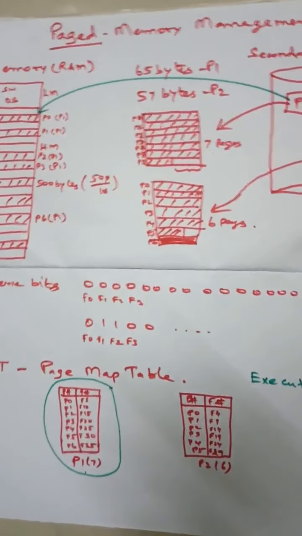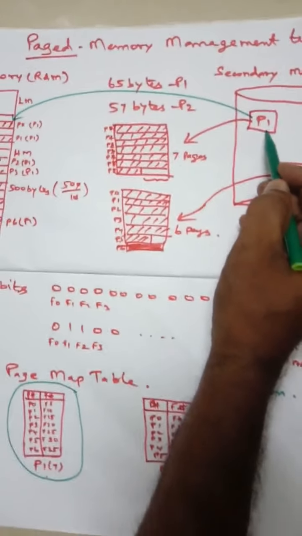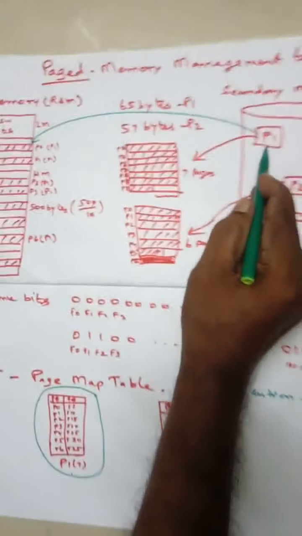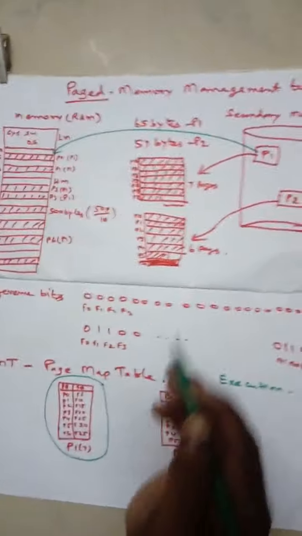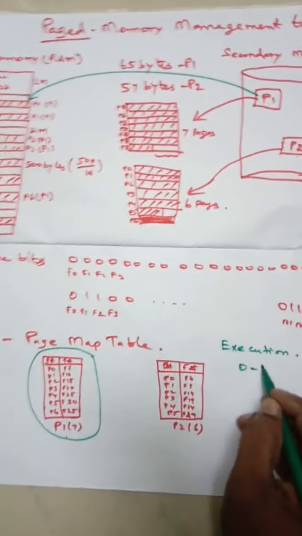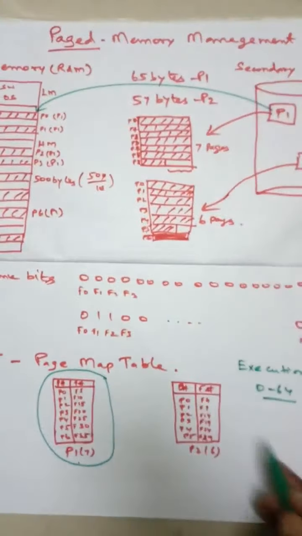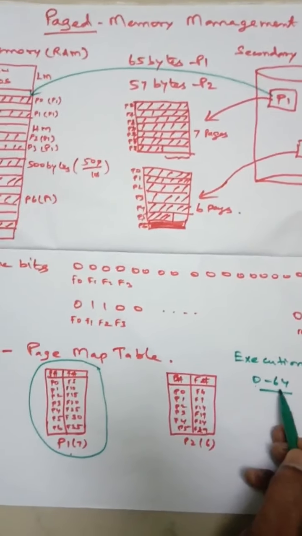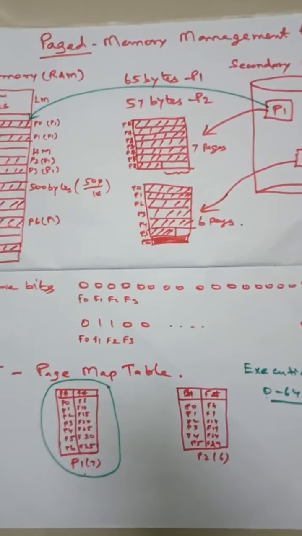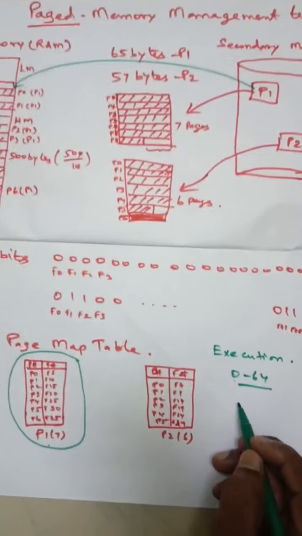So in execution, this is a 65 bytes program. At the time of execution, whatever address the CPU generates must be within 0 to 64, because in program 1 only from the starting location 0 to 64 there is an instruction to be executed. For your understanding, two addresses are generated.